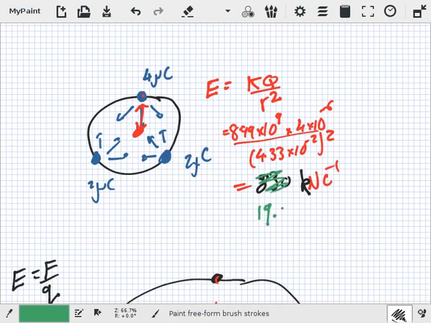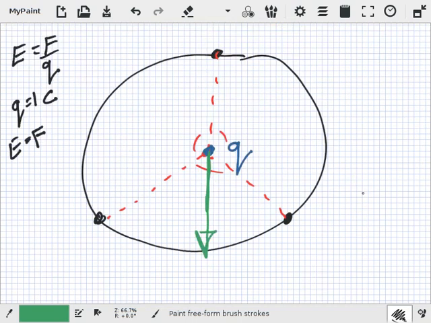Oh, his mega was right. You were correct with your mega. Good job. 19.2 mega. 10 to the... flip it. 10 to the 6 newtons, or newtons per coulomb, if you're looking at field strength.